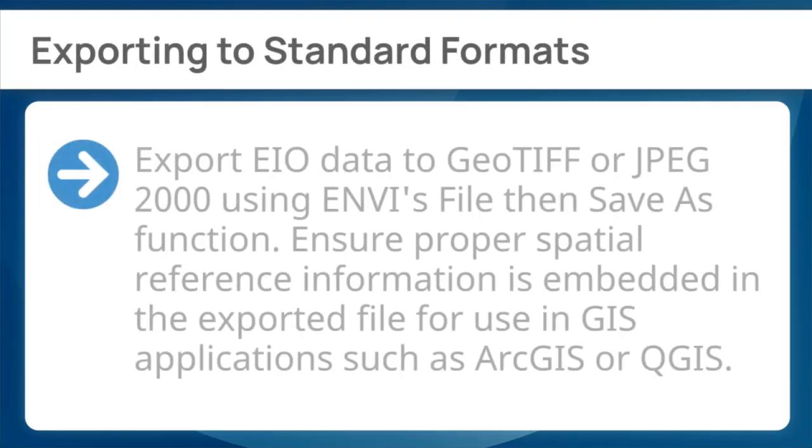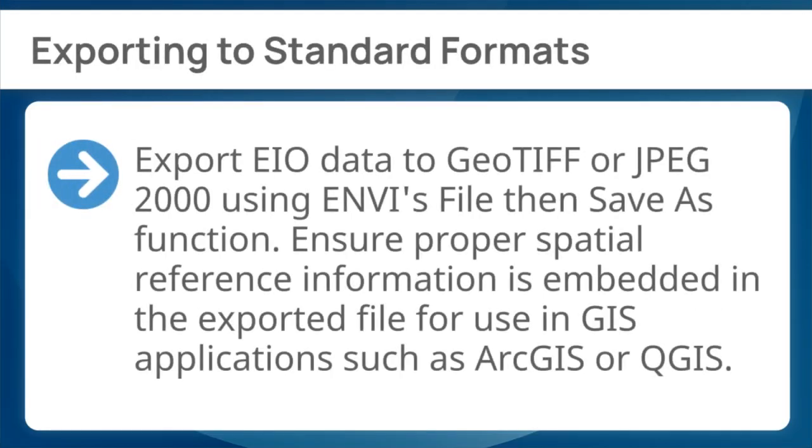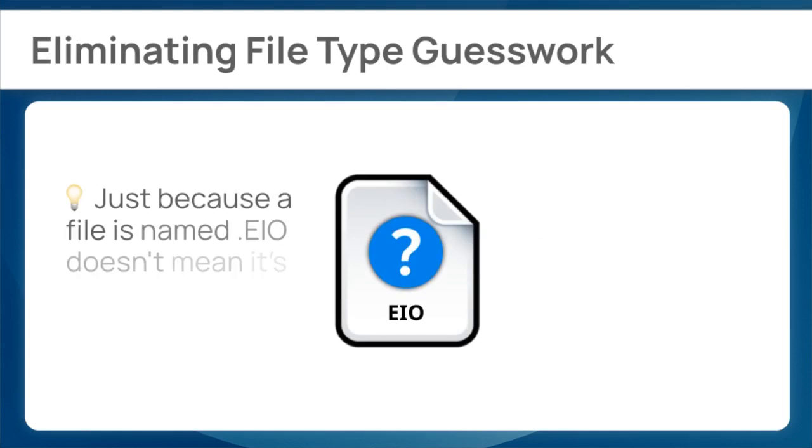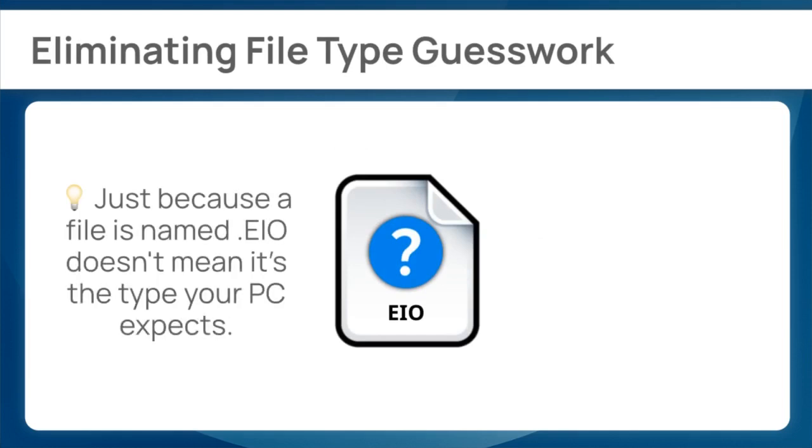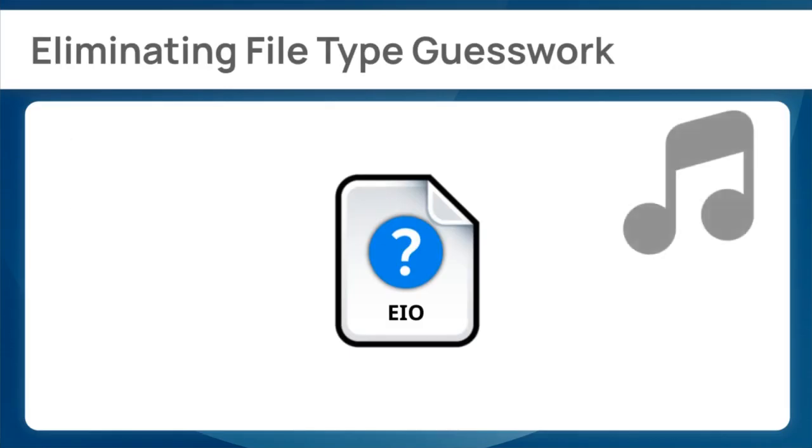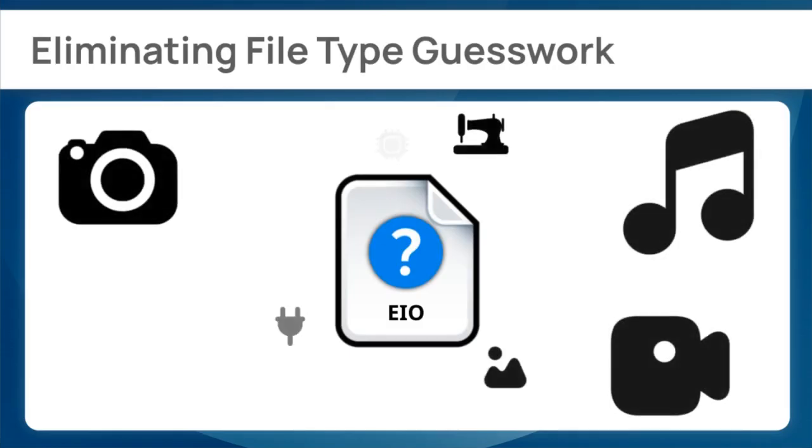Finally, exporting to standard formats. Export EIO data to GeoTIFF or JPEG 2000 using ENVI's File, then Save As function. Ensure proper spatial reference information is embedded in the exported file for use in GIS applications such as ArcGIS or QGIS. If compatibility checks failed, it is likely because the file extension name is shared by different developers for unrelated formats, causing your PC to use the wrong reading language.